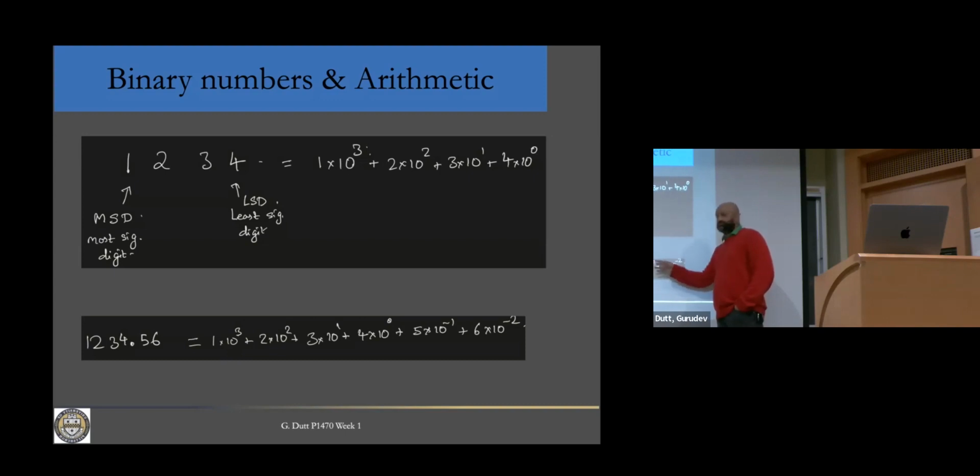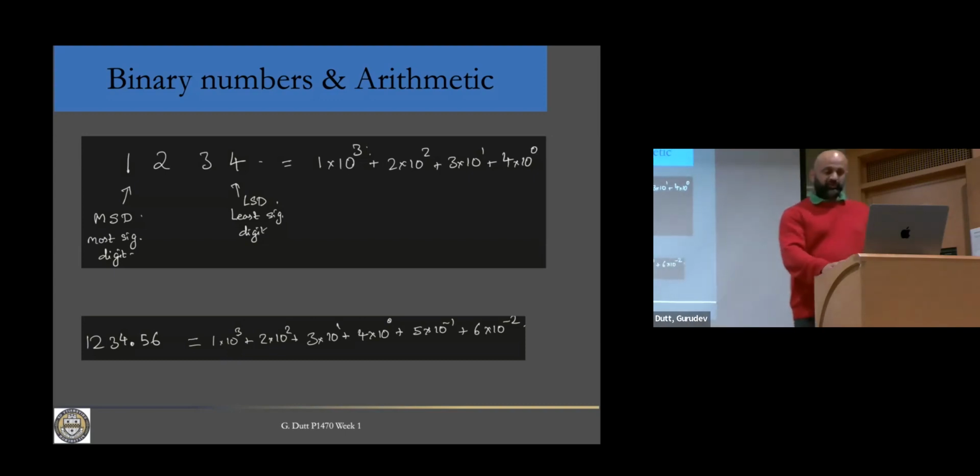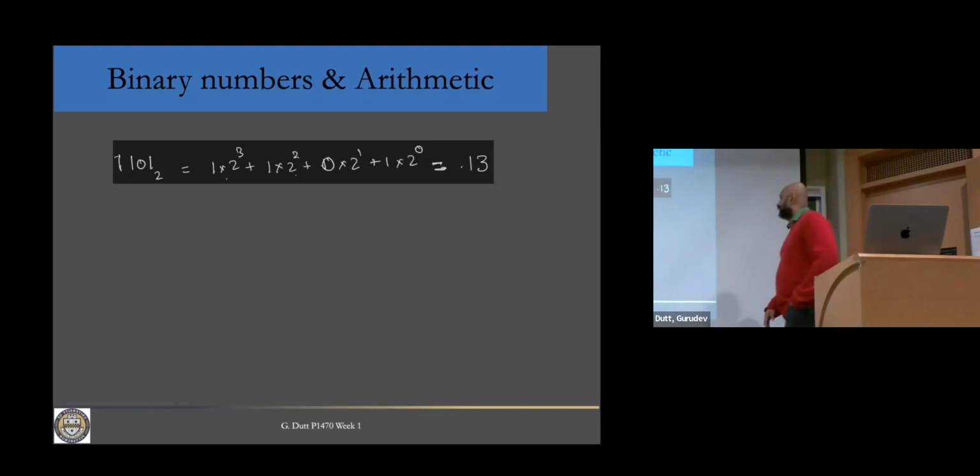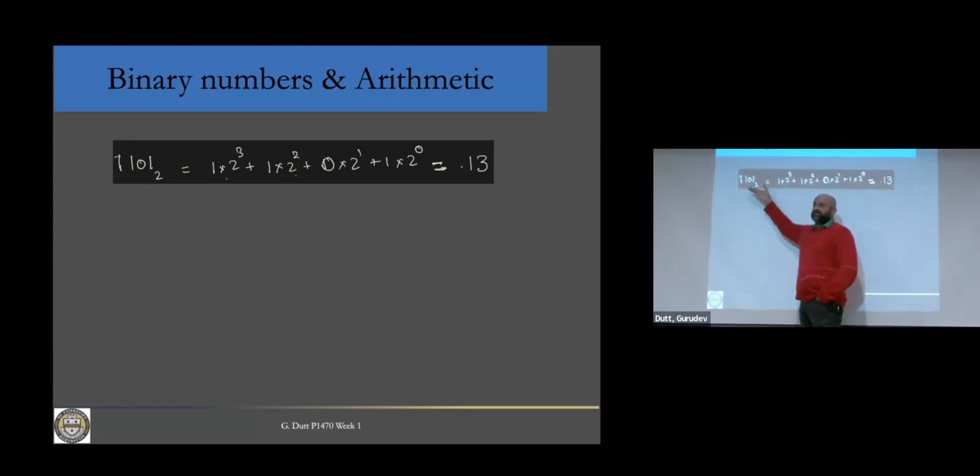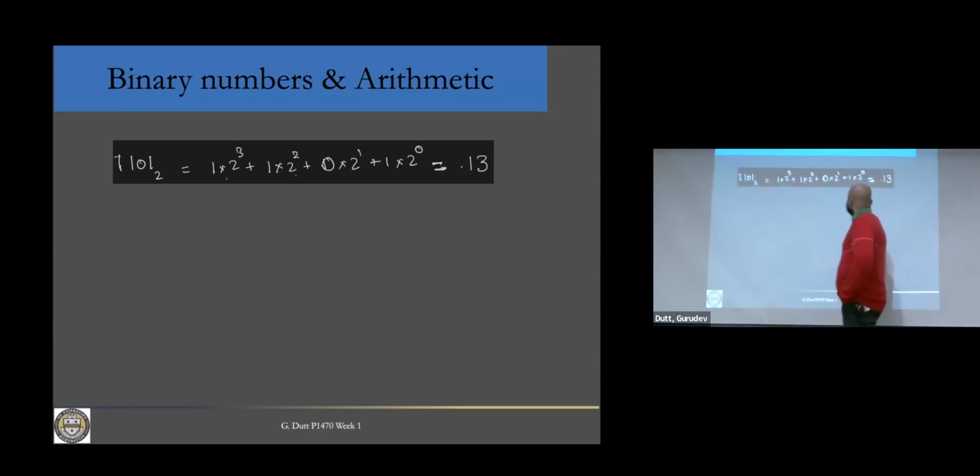So after 10 to the 0 comes 10 to the minus 1, 10 to the minus 2, etc. Now we can do the same thing with binary numbers. The way in which we denote binary numbers will be: here's a binary number, a constant, with a 2 subscript, which denotes that it is in binary notation. And then the same idea applies.